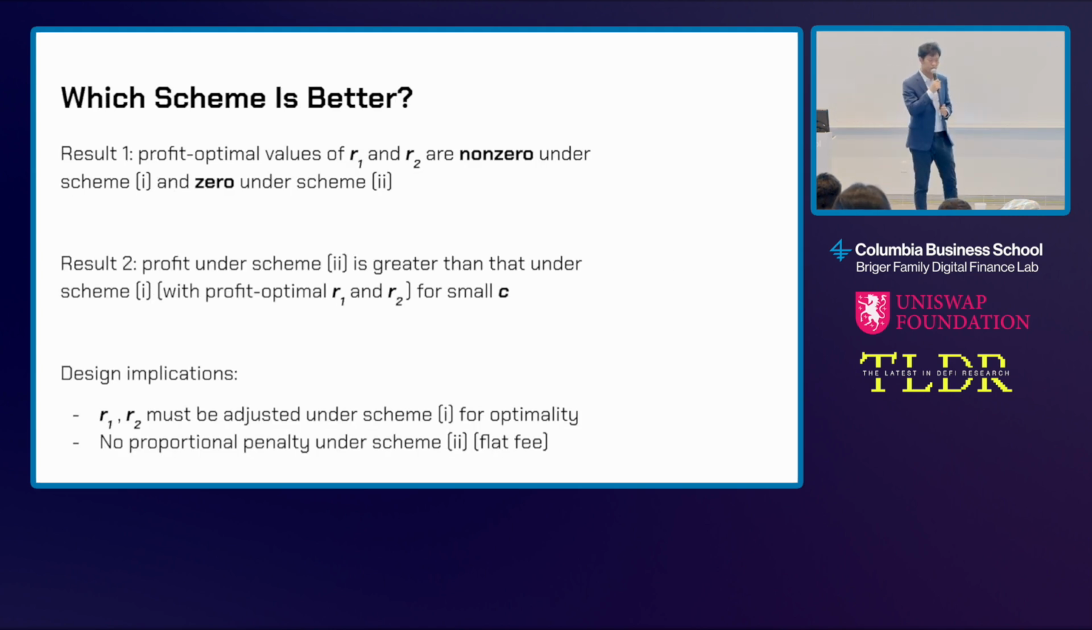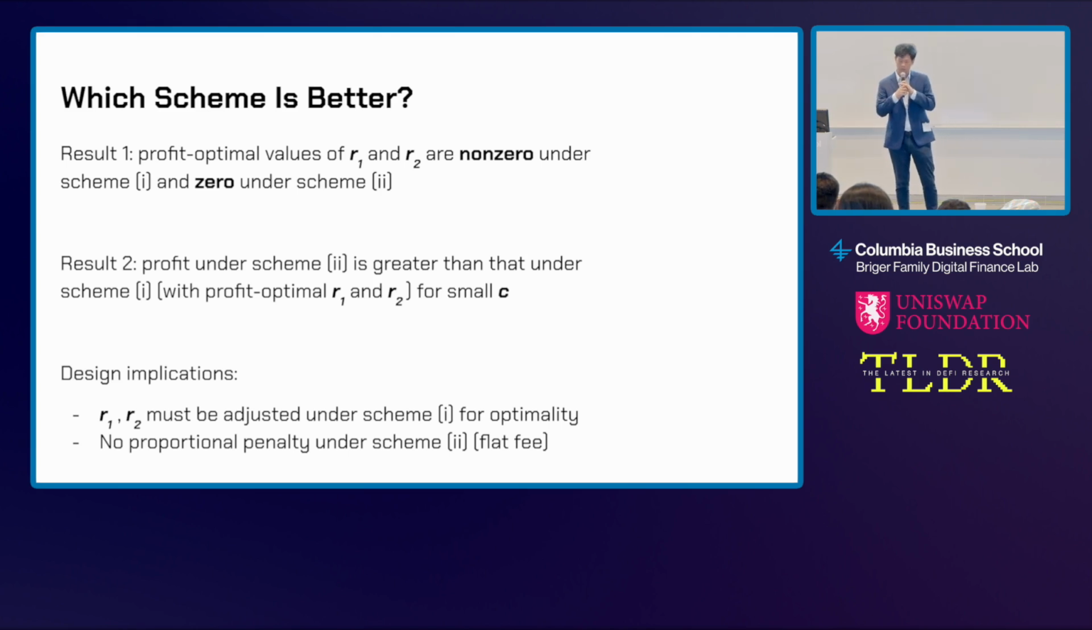So when we consider each of these schemes and recompute the equilibrium for the auction, we find that under the first scheme, where the sequencer is covering the costs themselves, there are some non-zero profit-optimal values of R1 and R2. But under the second scheme, the profit-optimal values are 0. And the second finding is that the profit under the second scheme, where users pay a flat fee, is greater than that under the first scheme, where the sequencer covers the costs, for small enough computational costs.